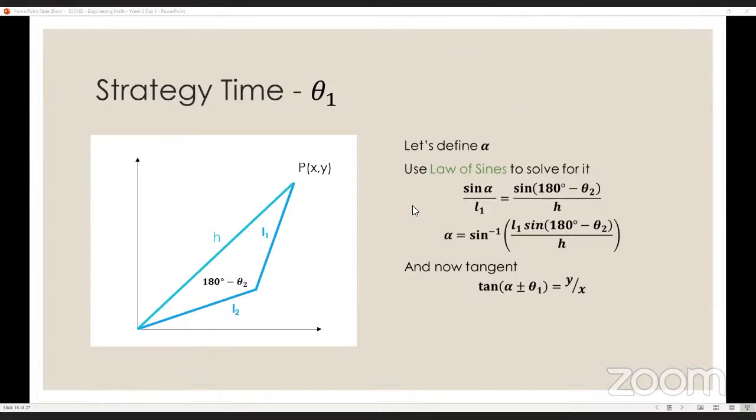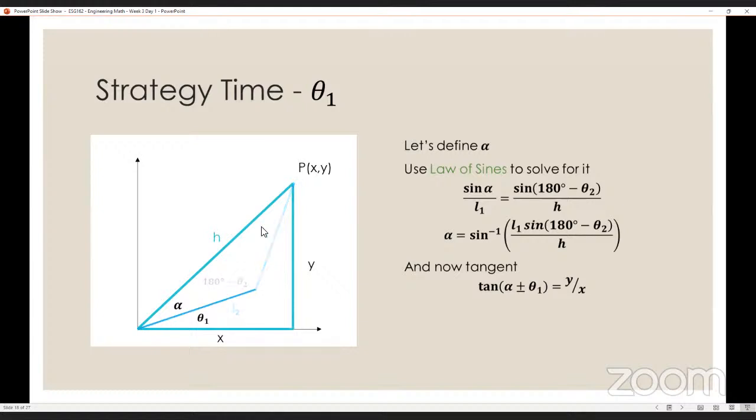Well, we have to define an angle that we're going to call alpha. It's going to be this small one in here, okay? And then we use law of sines to find alpha, right? Because we know this angle, and we know this angle, we know all the lengths. So we use law of sines to find alpha.